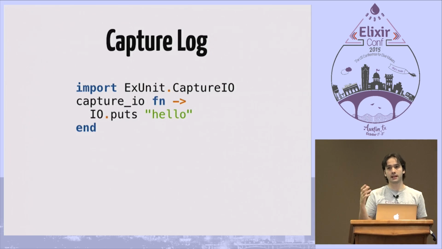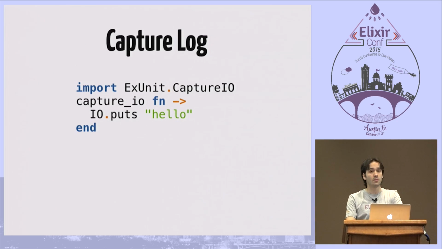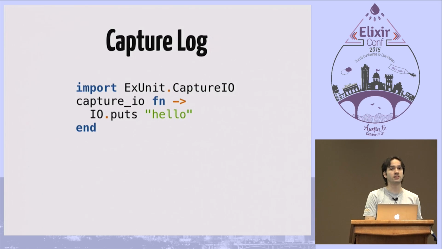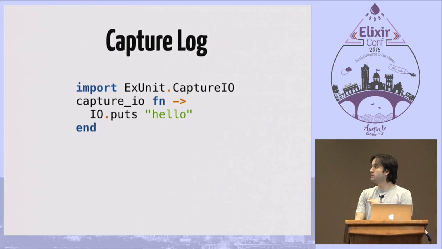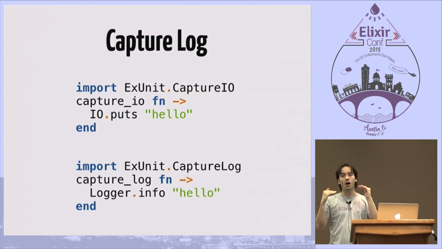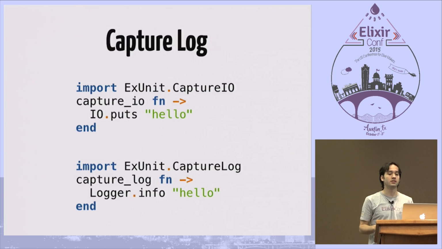But before Elixir 1.0, we added the logger system, which means that developers are correctly not doing I/O to print stuff, but are using the logger system. But we don't have an easy way to shut down the logger system during tests. And that's exactly what capture log is going to do with Elixir 1.1. It's very similar to capture I/O. You just import capture log. And now you can say capture log, and all the log that happens inside that function is going to be captured.